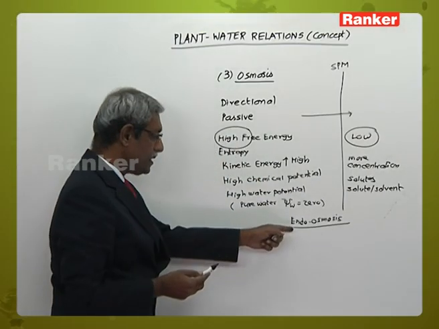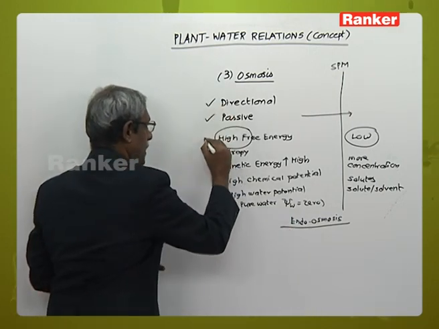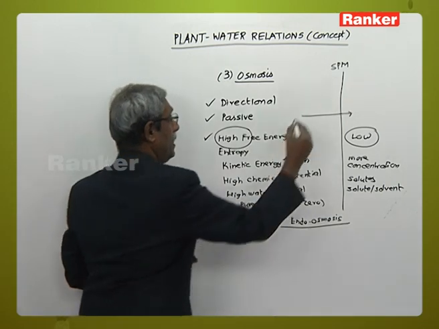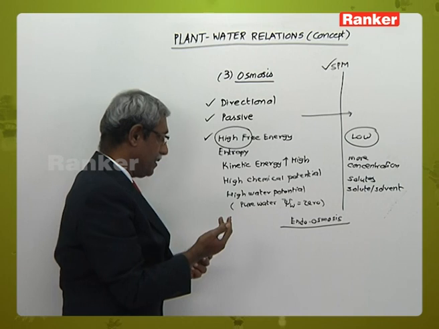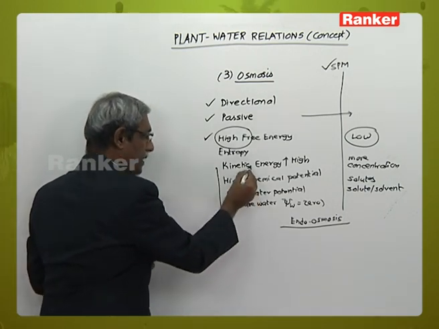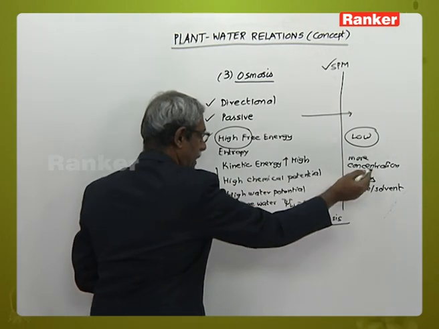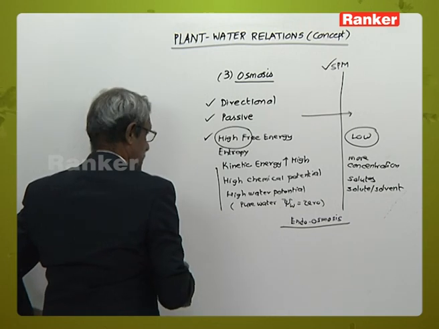So, during endosmosis, it is directional, passive, moving from higher free energy to lower free energy across a semi-permeable membrane till equilibrium is achieved. And normally it occurs from higher water potential, chemical potential and kinetic energy towards any other place where there is more concentration of solutes.